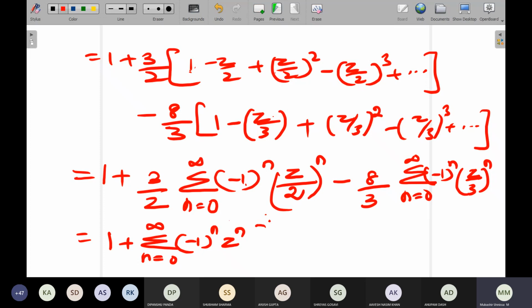Z power n outside, I can rewrite this series as 3 by 2 power n plus 1 minus, see, minus 1 I have taken common, z power n I have taken common, and what else I have taken? That's all. So I can write this as 8 by 3 power n plus 1. Is it clear?